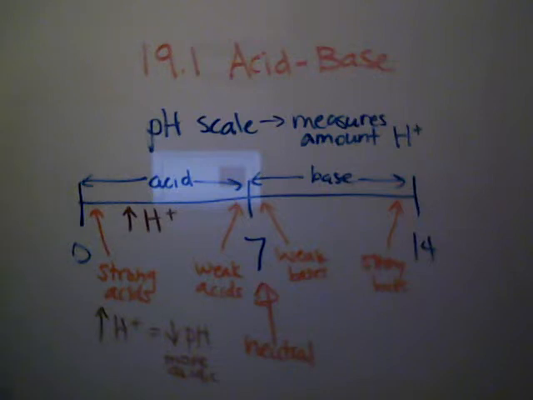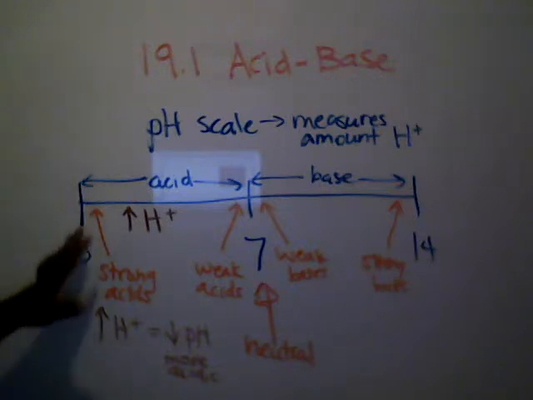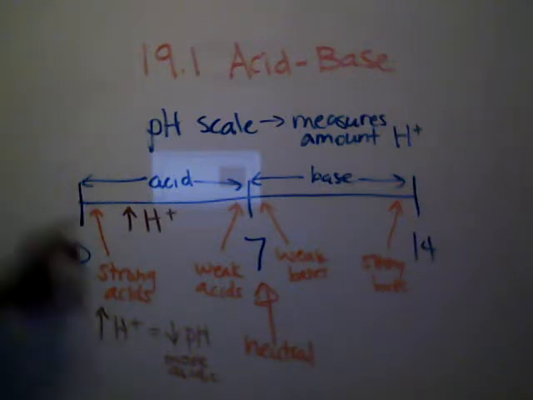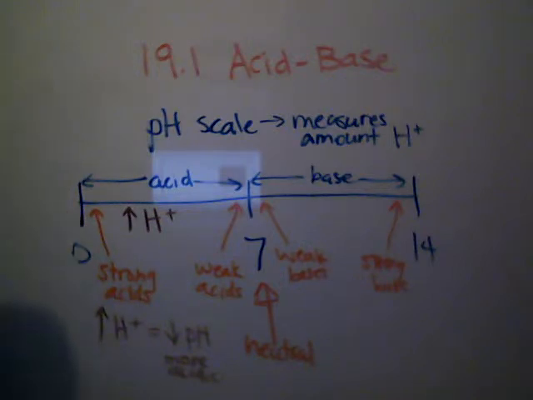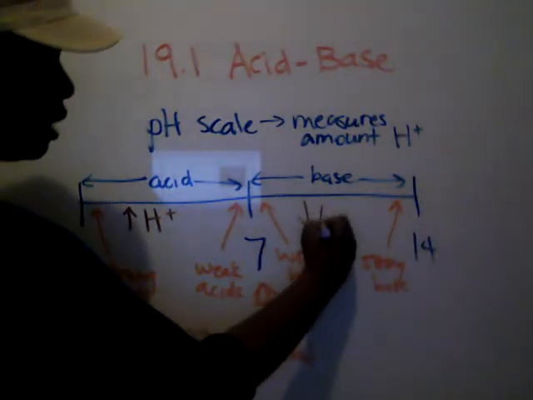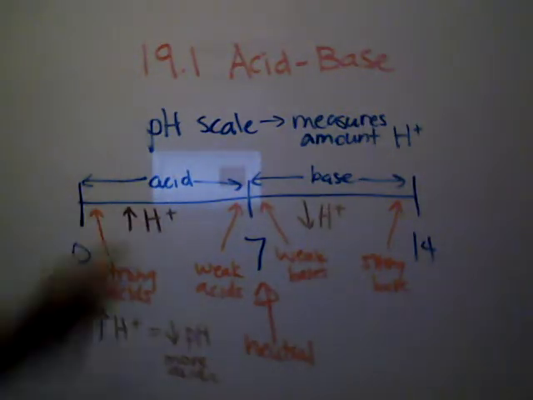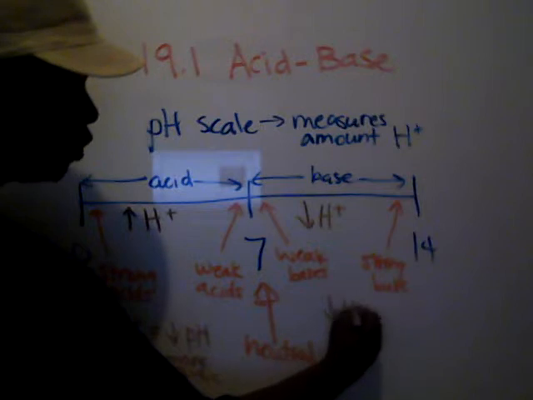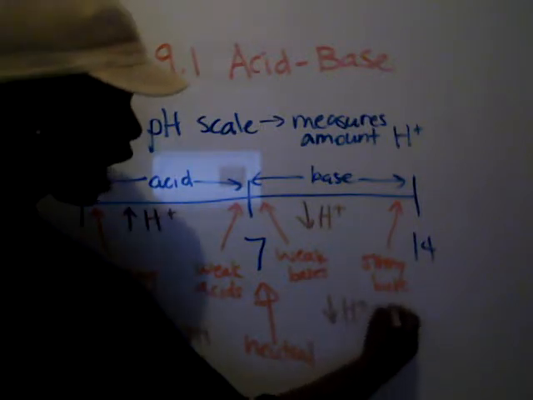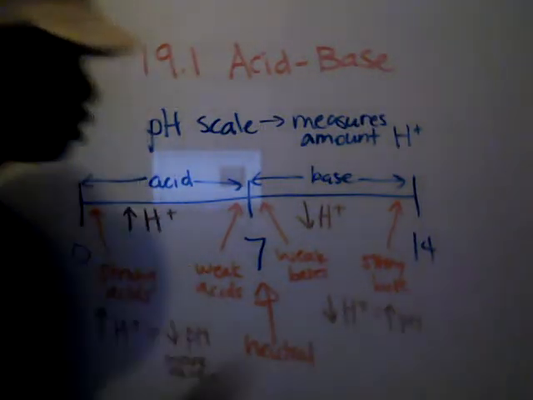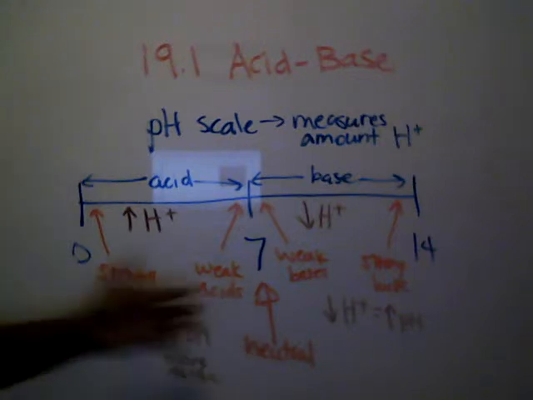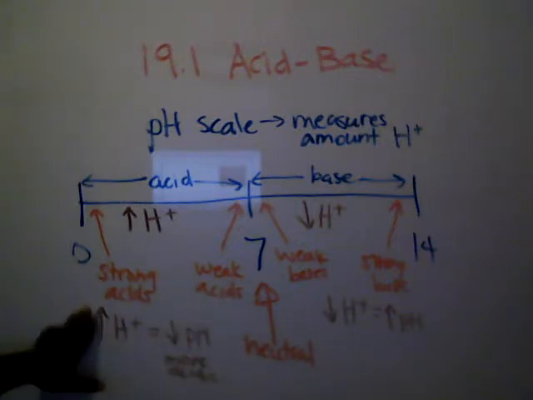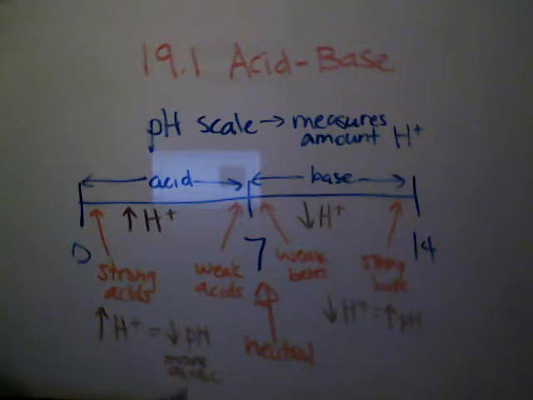So things that have a pH of 0 or 1 have lots of hydrogens, so that makes them very acidic. That makes them have a very low pH. Bases don't have as many hydrogens as the acids do. Generally speaking, the fewer hydrogens you have, the higher your pH. You would think the more hydrogens, the higher the pH, but it actually goes in the opposite direction. The more hydrogens you have, the lower your pH, the more acidic you are.